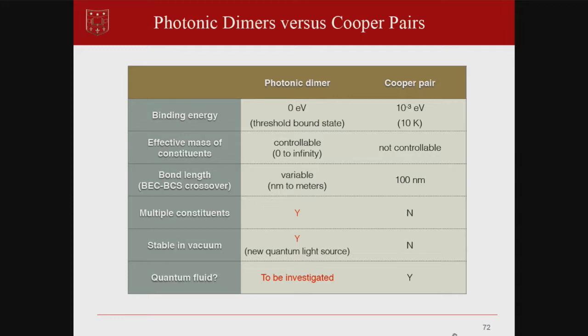Our belief mostly comes from this. It turns out photon dimers and the Cooper pairs share some common properties. And not just so, it turns out photon dimers are much easier to tune. As I said, they can be tuned by engineering the group velocity.